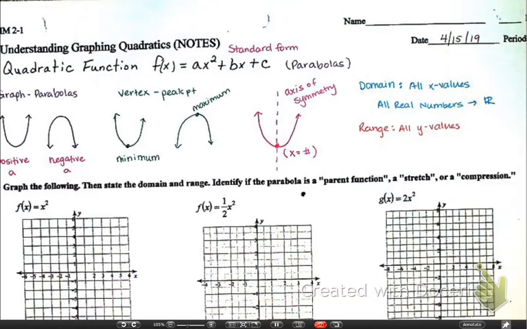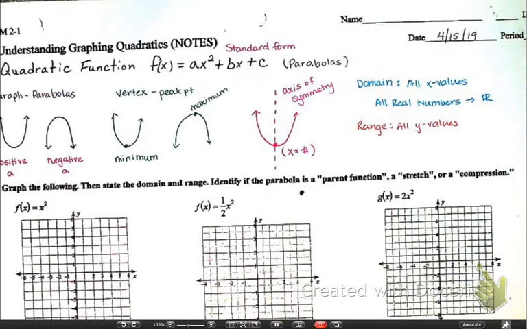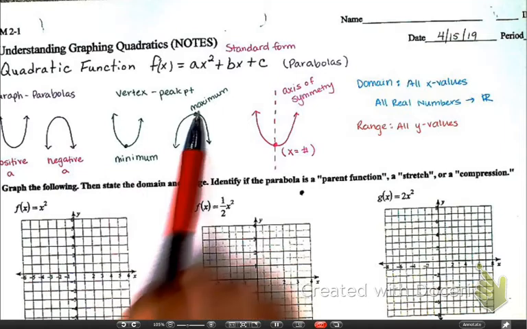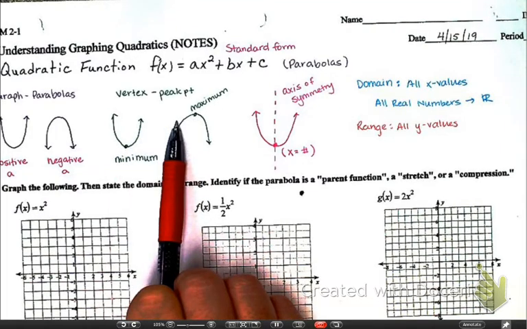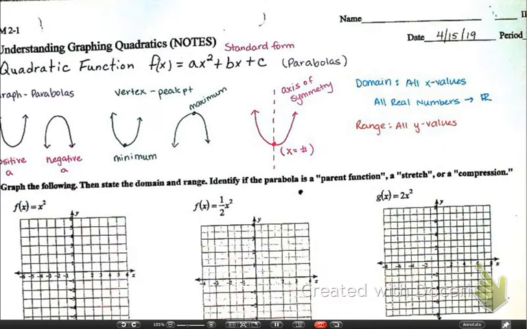Now the range is something that we have to think about every time. So again, every single time, our answer for domain is all real numbers. You don't have to think. Your range we have to think about. And here's why. Depending on if you have a maximum or a minimum, what happens to all the values? Like if I have a high point, here's my high point for y, what happens to all of these values?